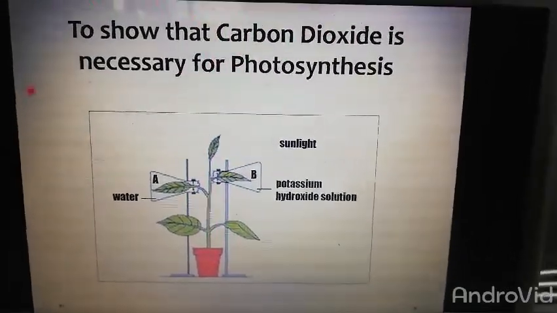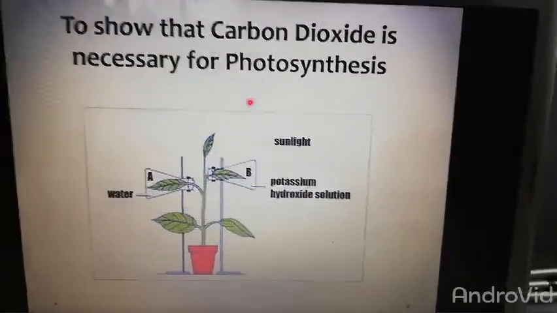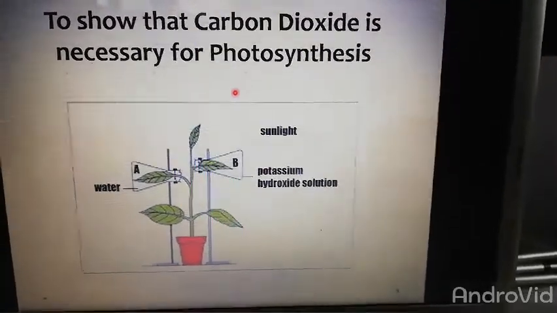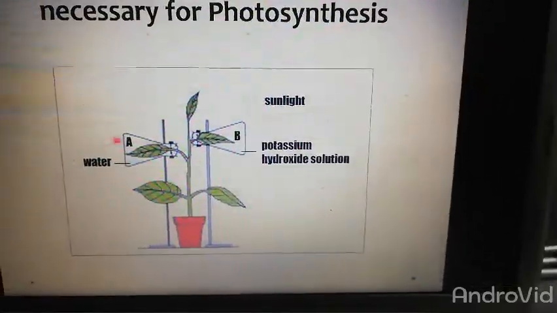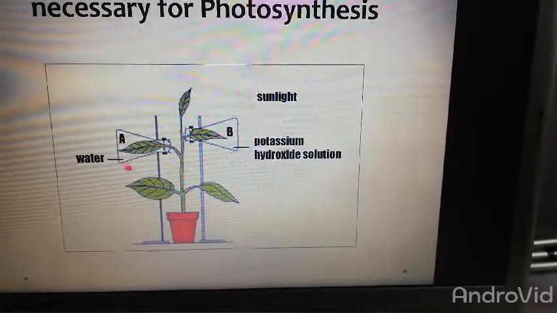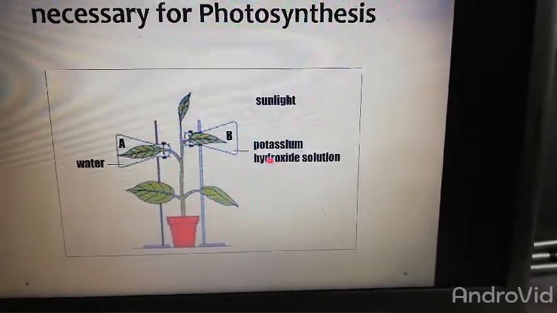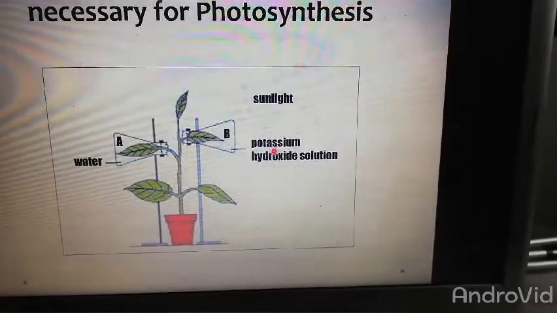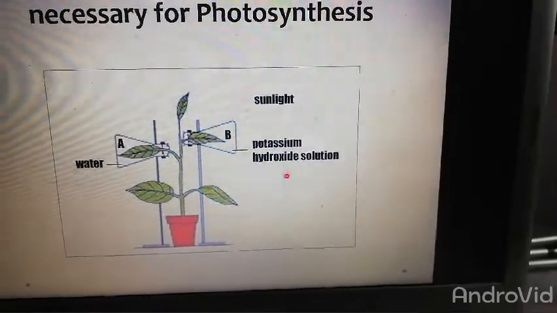Okay, now we go to the last one, to show that carbon dioxide, CO2, is necessary for photosynthesis. As you can see in the diagram, we have part A and part B. Part A you only fill with water, part B you fill with another substance which is called potassium hydroxide solution. Let's see what will happen.